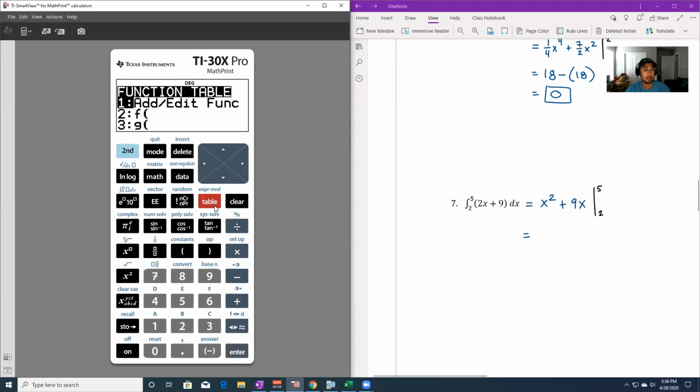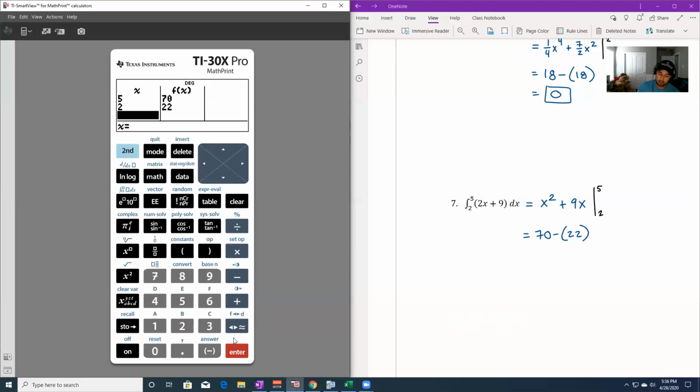All right, so go back to my table, add function, clear. I have x squared plus 9x. Enter. I don't need a second function, keep that blank. Go down, ask x, clear these out. Type in 5, I get 70. Minus, type in 2, I get 22. And 70 minus 22, what is that, 48?